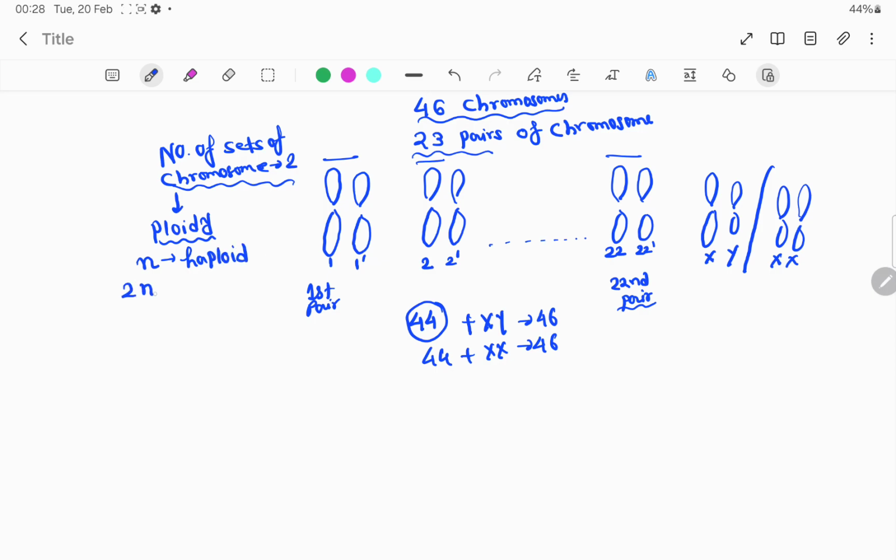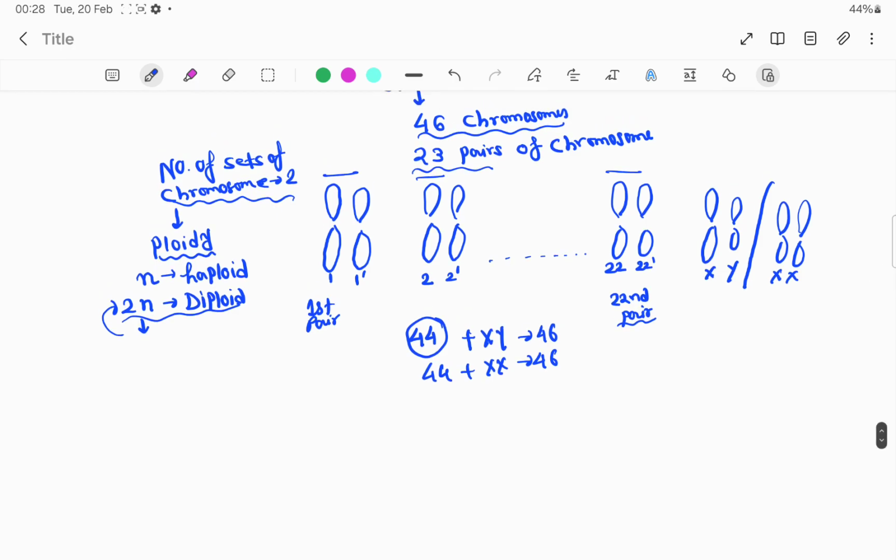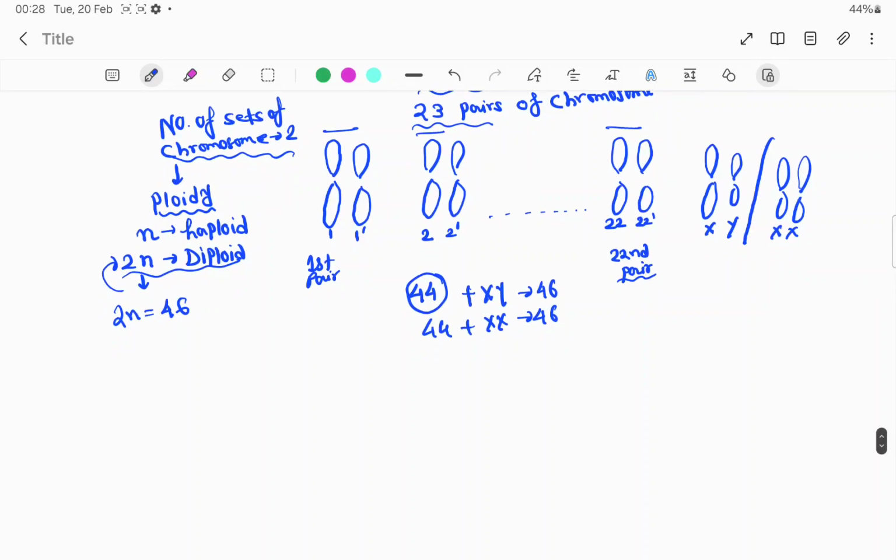And if you write 2n, that is called diploid. 2n means the number of sets of chromosome is 2. That's why it is called diploid. Di means 2. Clear? So the number of sets of chromosome being 2, that is diploid. So you can write 2n equals 46. Clear? Now if 2n equals 46, then n equals 23. So the haploid number of chromosomes is 23, and the diploid number of chromosomes is 46.